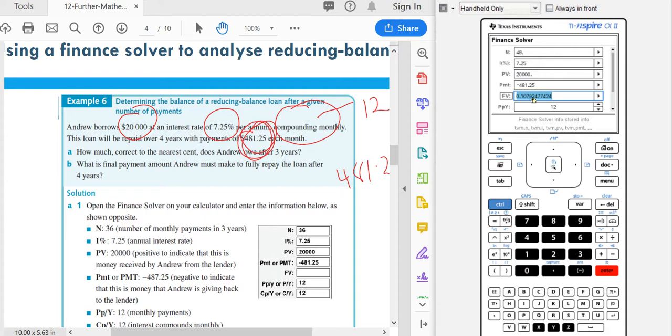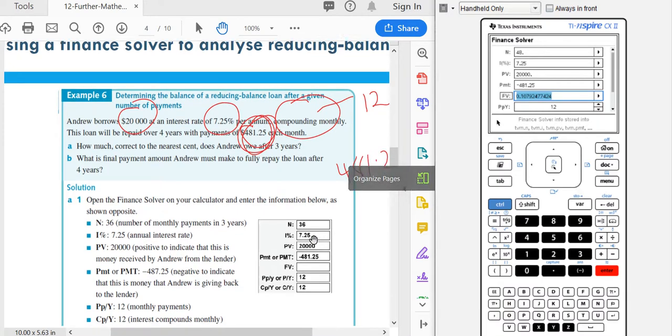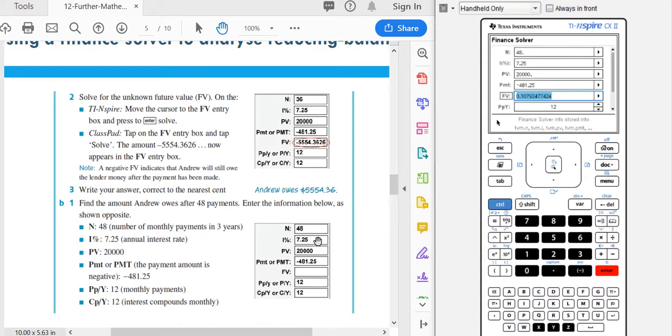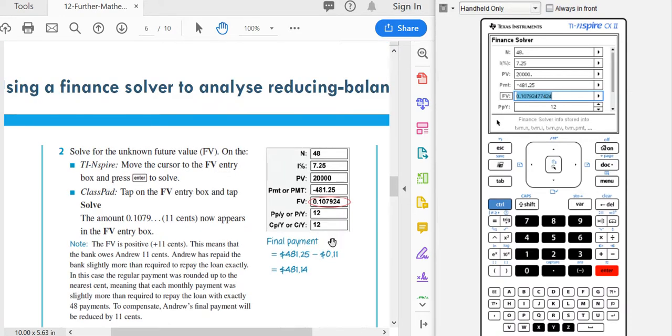Now, it's not a big deal, but your account will still be open if you don't fully pay it off. You're going to be in credit for your loan, but you don't want to be in credit. I want to be zero here. So the final payment should be $481.25 minus the 11 cents that they owe him, because he did it for 47 months at $481.25, and the last payment would be this amount less 11 cents that's in credit. His last payment to make this zero is $481.14 on the dot.